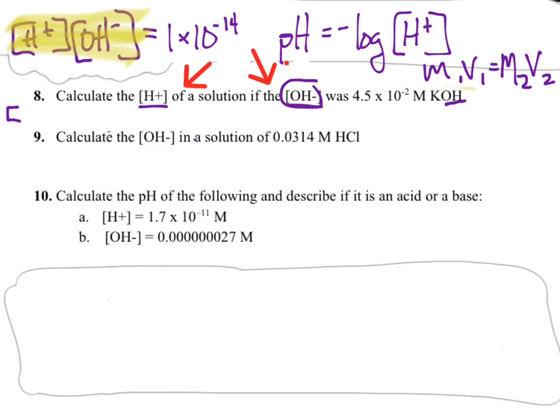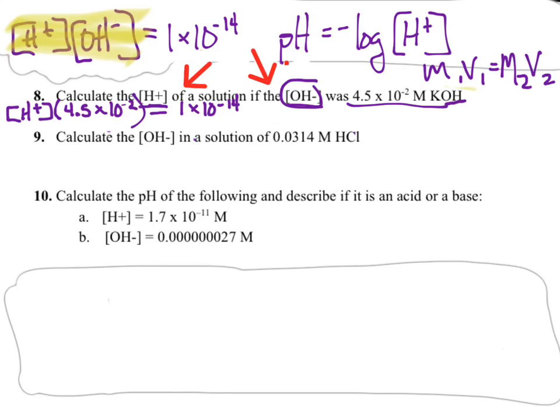So in this case, they do not give us the H plus concentration, but they do give us the OH minus, and the OH minus concentration is 4.5 times 10 to the negative 2. So we're going to do H plus times 4.5 times 10 to the negative 2 equals 1 times 10 to the negative 14.